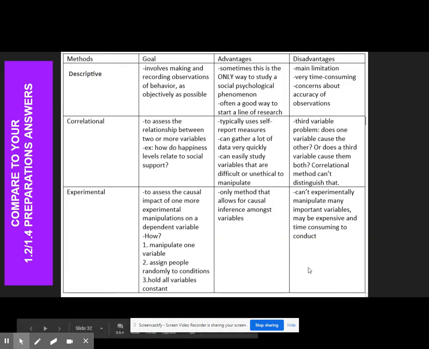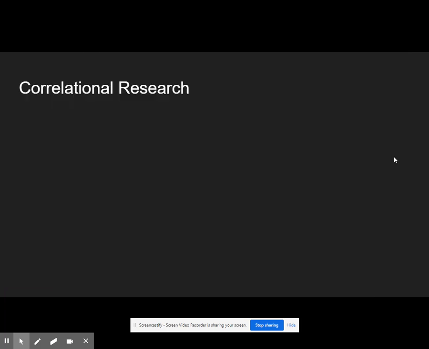I wanted you to double check your homework with this chart. Making sure that whenever you are comparing these, you were only in charge of these two rows, making sure that you have noted that you already came into this lecture knowing the advantages and the disadvantages of all of these types of research.